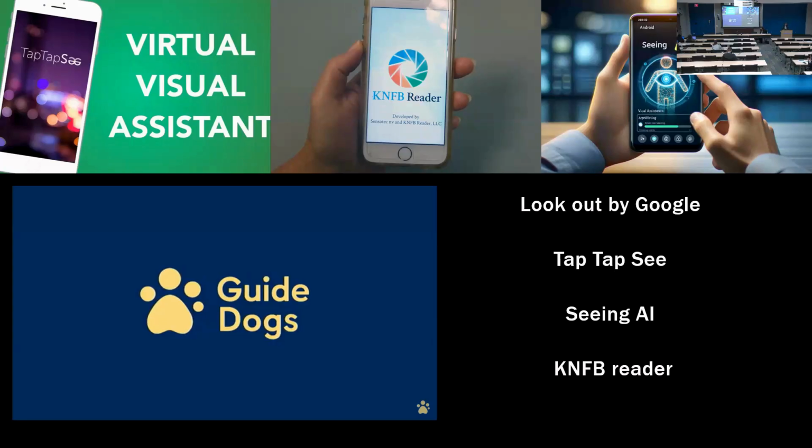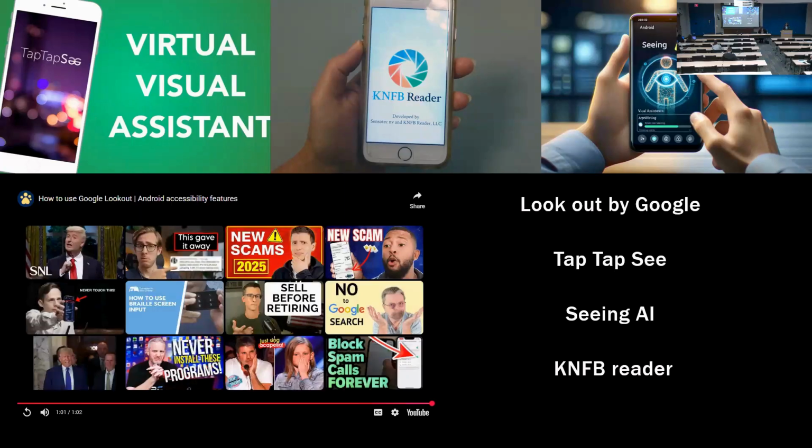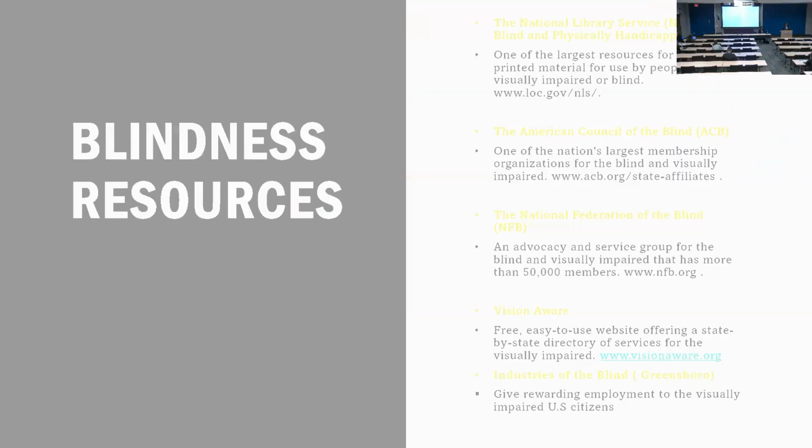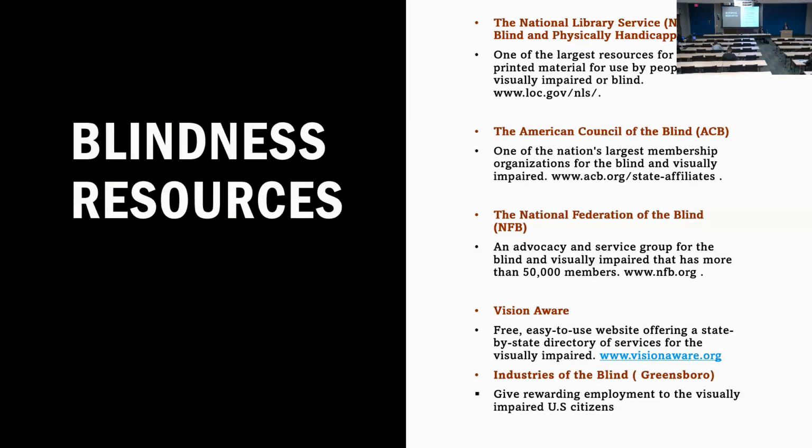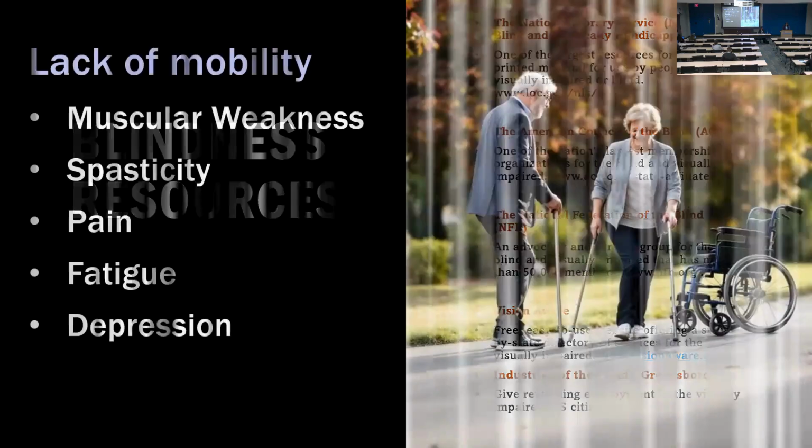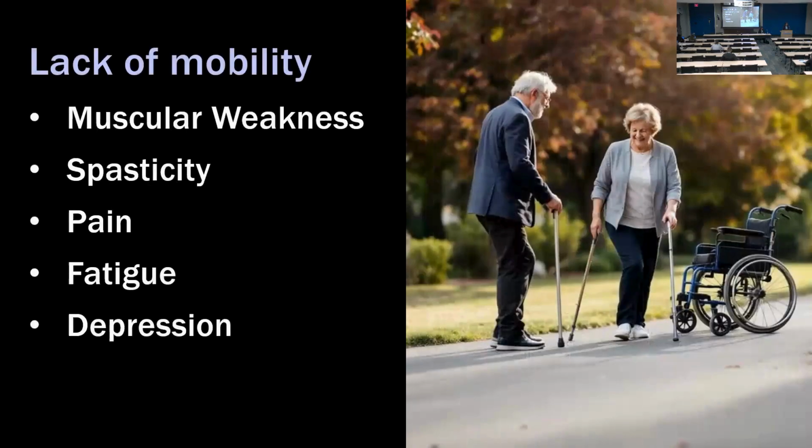Fur. Guide dogs. So there are several apps like Seeing AI, Tap See, Lookout by Google. Those are all free apps you can try. Blindness resources. Yes, blindness resources. I'm just going to skip this one because I'm sure LaShonda will give you a whole lot of information on that as well.